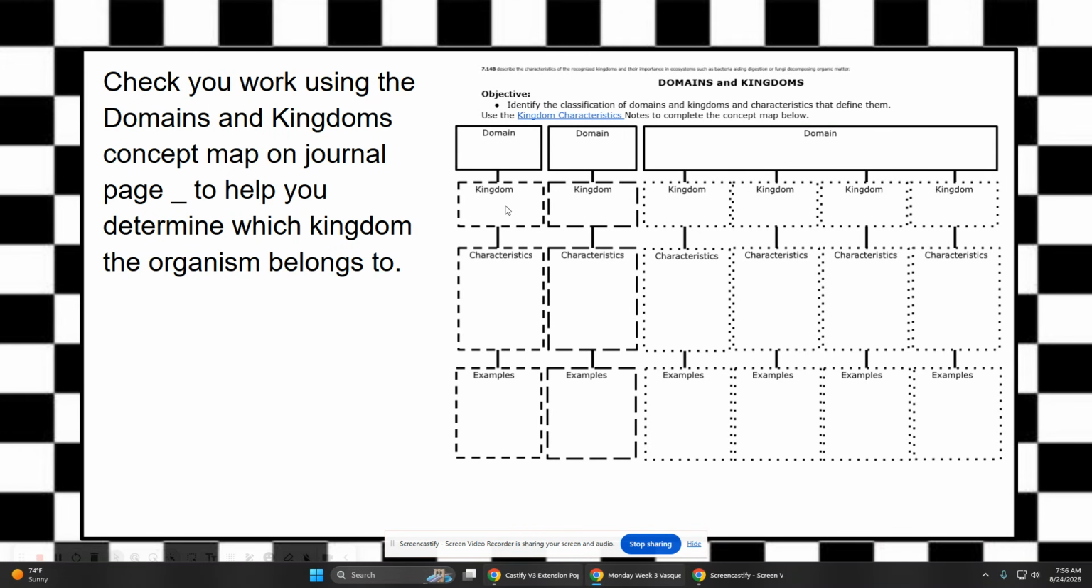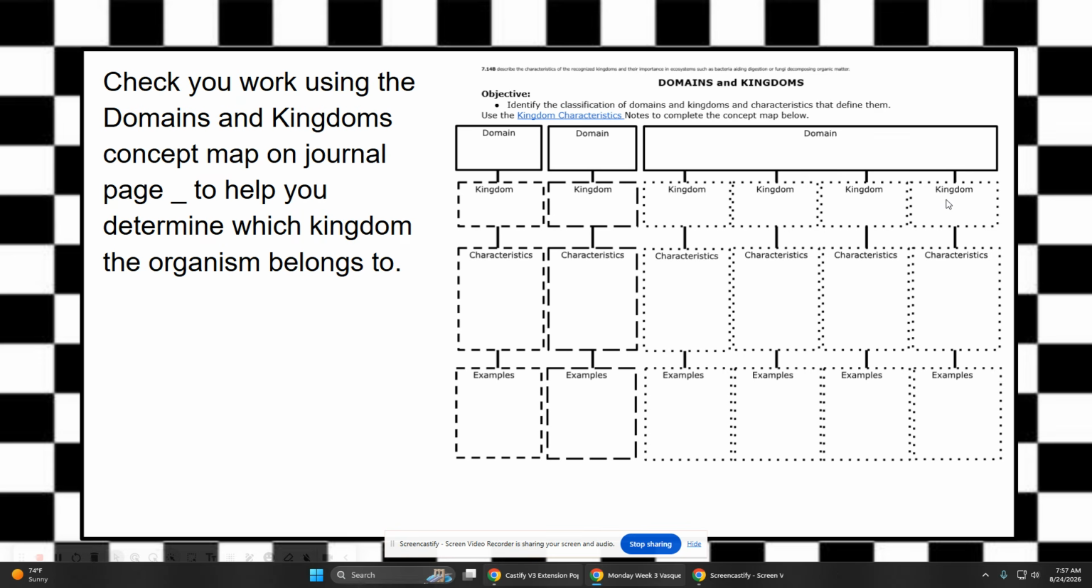Archaea is kingdom Archaebacteria. The domain Bacteria is broken up into Eubacteria. Now the domain Eukarya is broken up into 4 different kingdoms. You have Protista, Fungi, Animalia, and Plantae.